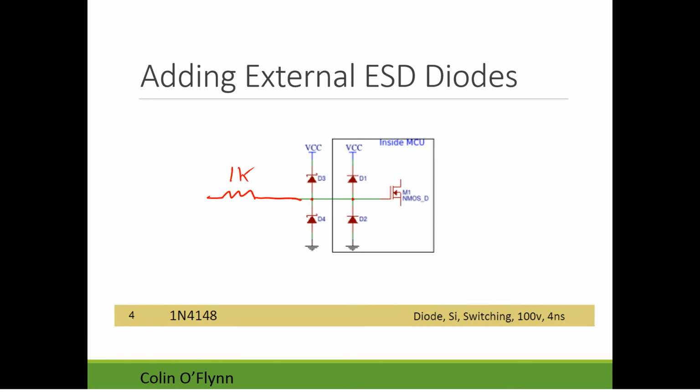And this will protect against both positive and negative excursions. As I showed before, if you know that there's no chance of getting a negative excursion and you only have a limited number of diodes, you may want to simply do the positive side like that.